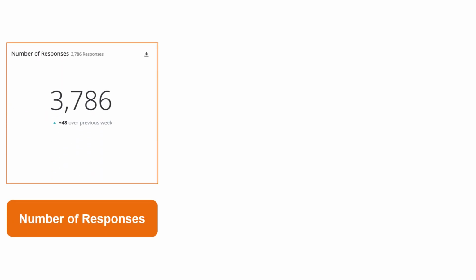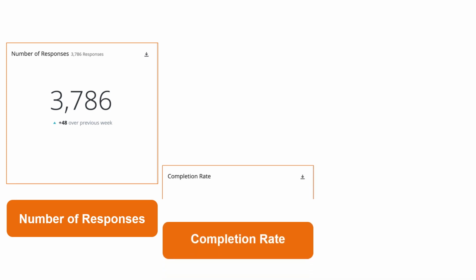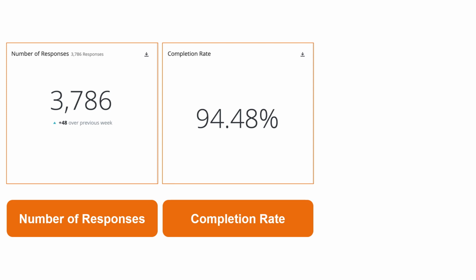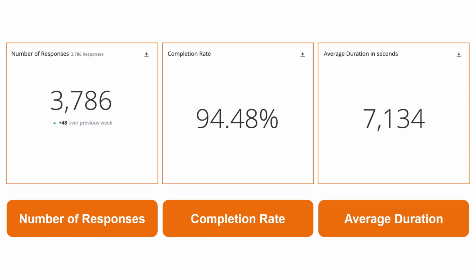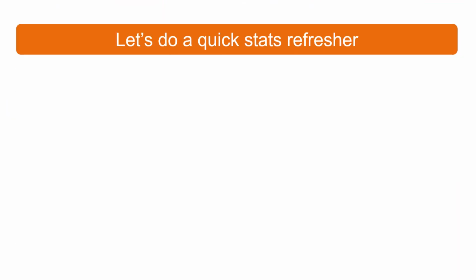Once you've taken a look at your data, you want to look at some basic numbers about your data, such as the total number of responses, so how much data are you working with, the completion rate, so what percentage of people who started the survey actually finished it, and the average duration. How long did it take people to take the survey? These are called metadata, data about your survey.